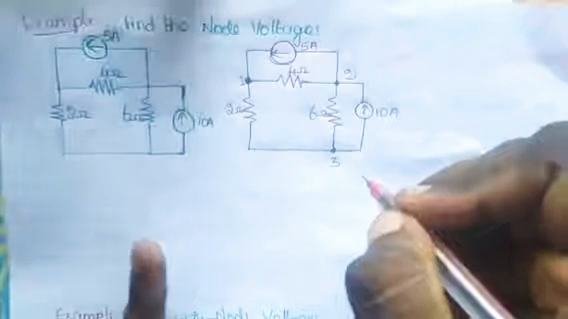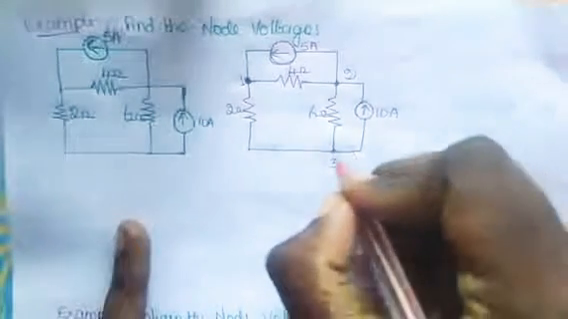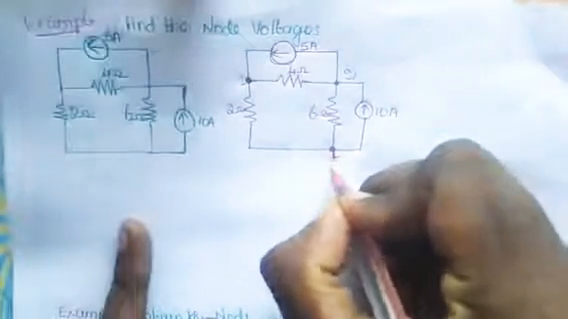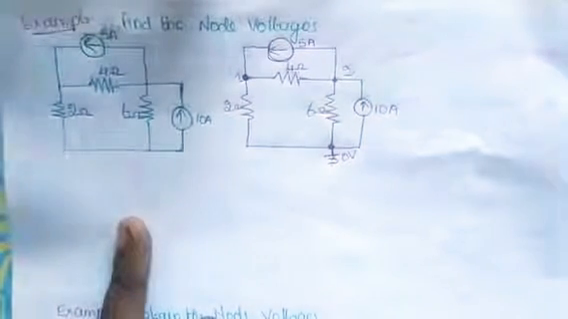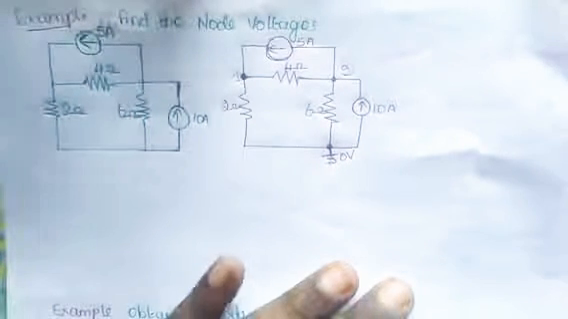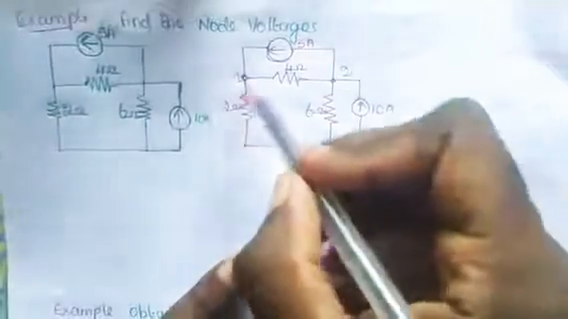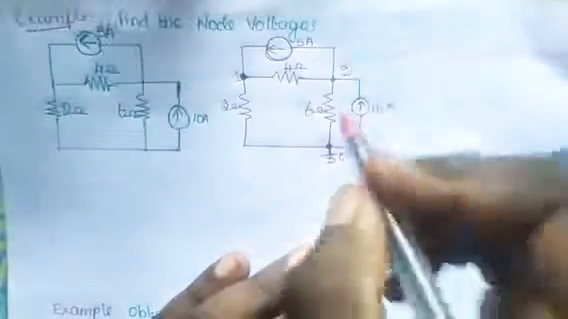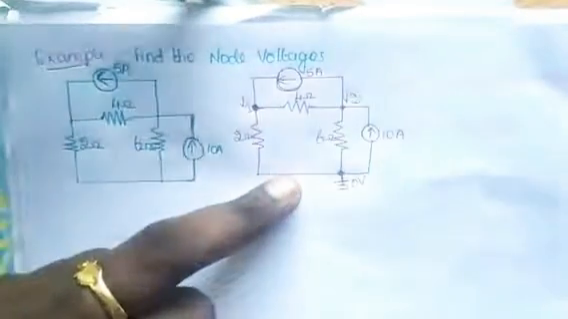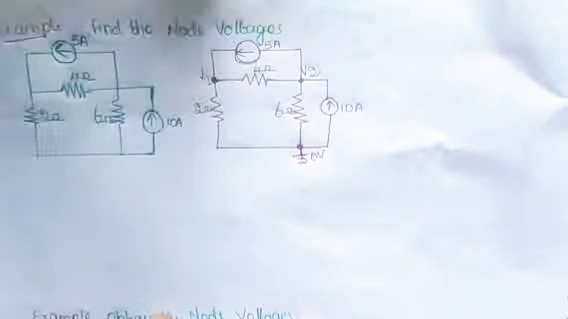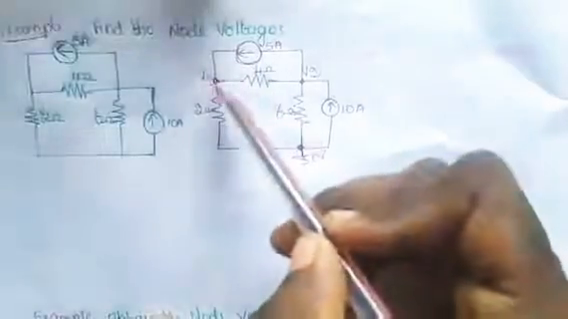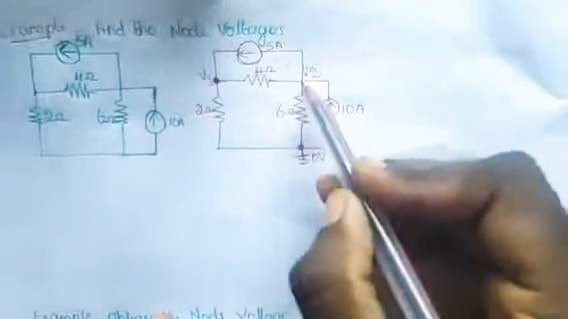So the first step is to assign 0 voltage for the reference node. I am taking this node as the reference node and assigning 0 voltage, or ground value, for this node. So 0 volt. The next step is assigning voltages for the non-reference nodes. These two are the non-reference nodes. So I have to assign voltage V1 for this node and V2 for this second node. The next step is applying KCL for each non-reference node. So we have to apply KCL for this node and also for this node.